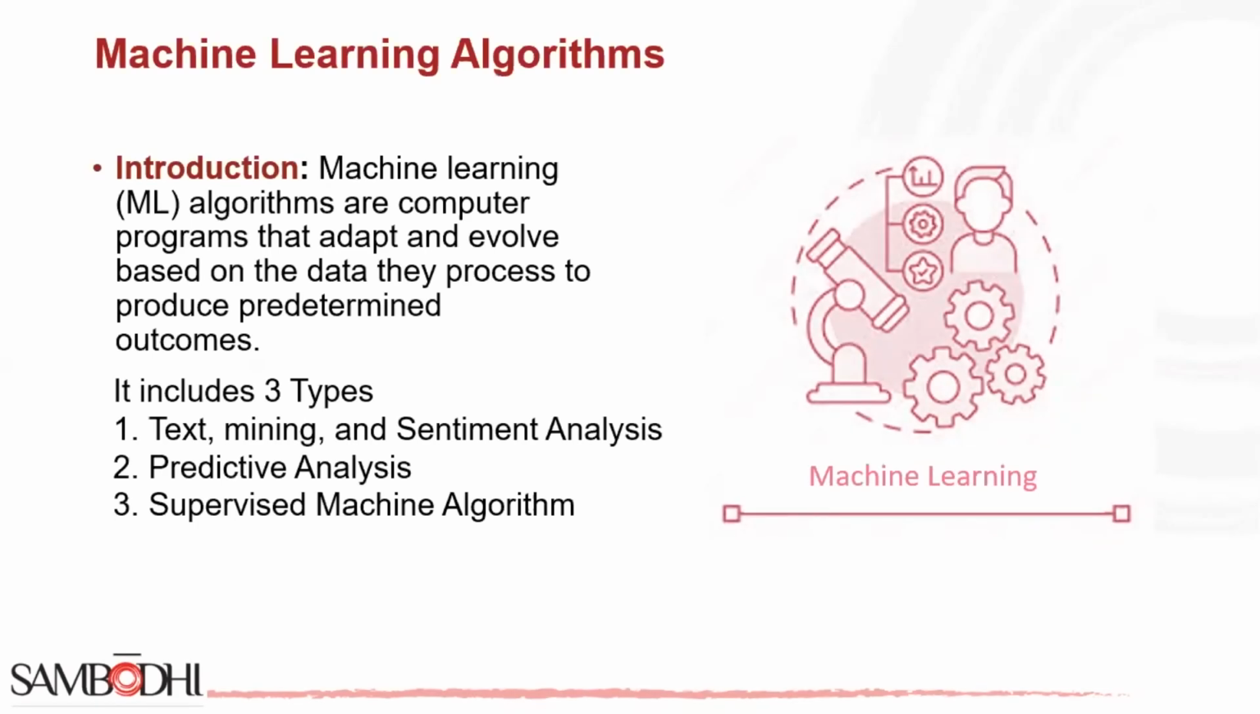MLA, machine learning algorithms, are computer programs that adapt and evolve based on the data they process to produce predetermined outcomes. Machine learning algorithms are programs that can learn the hidden patterns from the data, predict the output, and improve the performance from experience on their own.